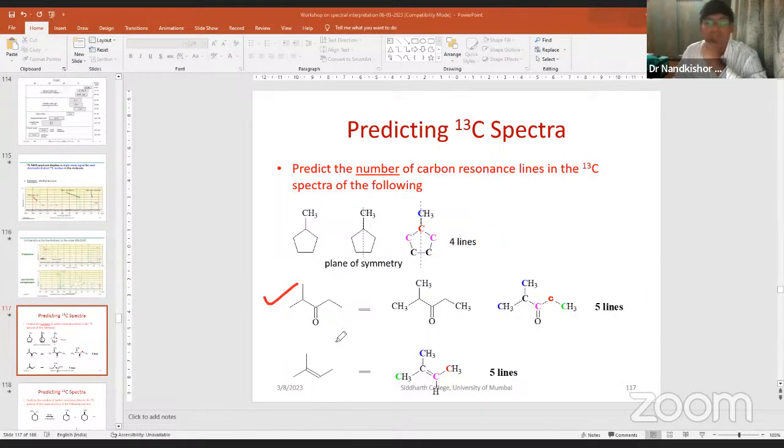You see here, this isopropyl ethyl ketone, where these methyl groups are same. So they will show a single line. Whereas this 1, 2, 3, 4, 5 line spectrum you will expect it for this compound.